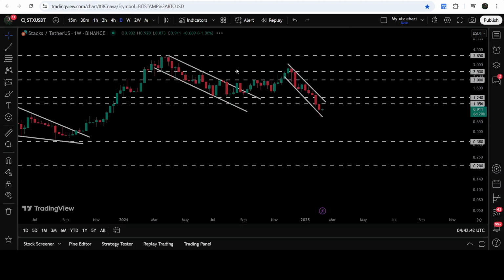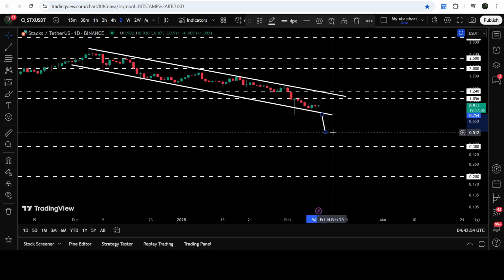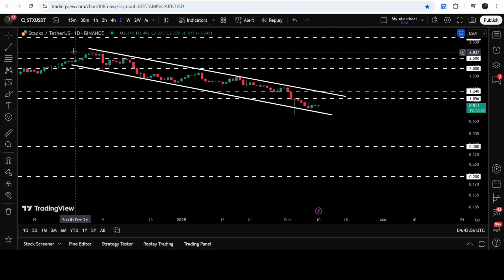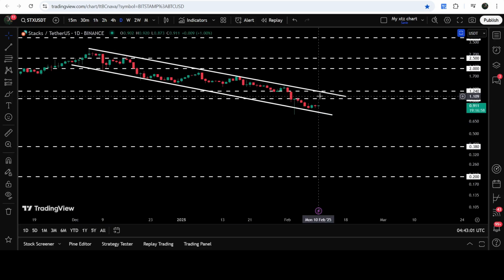By the way, in case of breaking down the newly formed down channel, the technical target to the downside will be here. That will be approximately at 51.9 cents. But in case of breaking out, the technical target to the upside will be here at the top of the channel, approximately at $3.06. If the price reaches there, then we can also break out first this resistance zone, obviously, because at the same time when it will be breaking out this channel, it will be also breaking out this resistance zone, and we can also break out this long-term resistance of $2.50 as well.